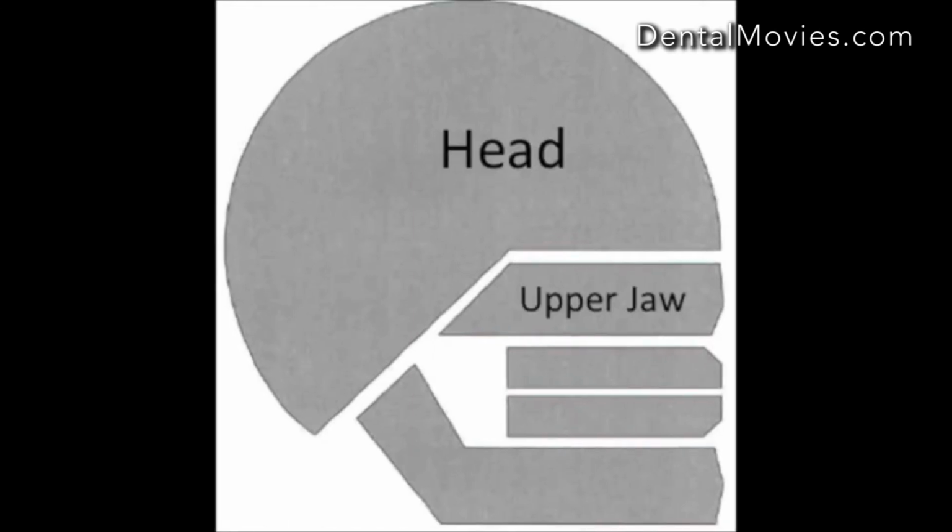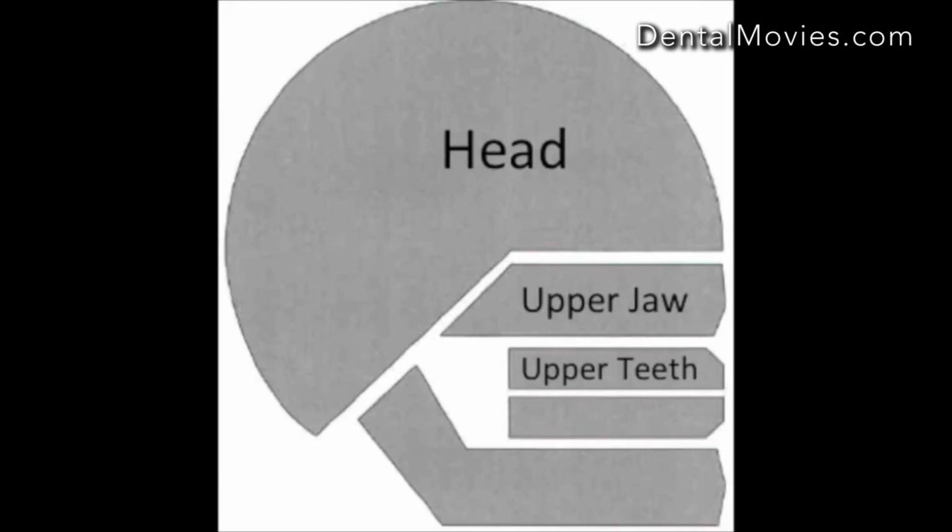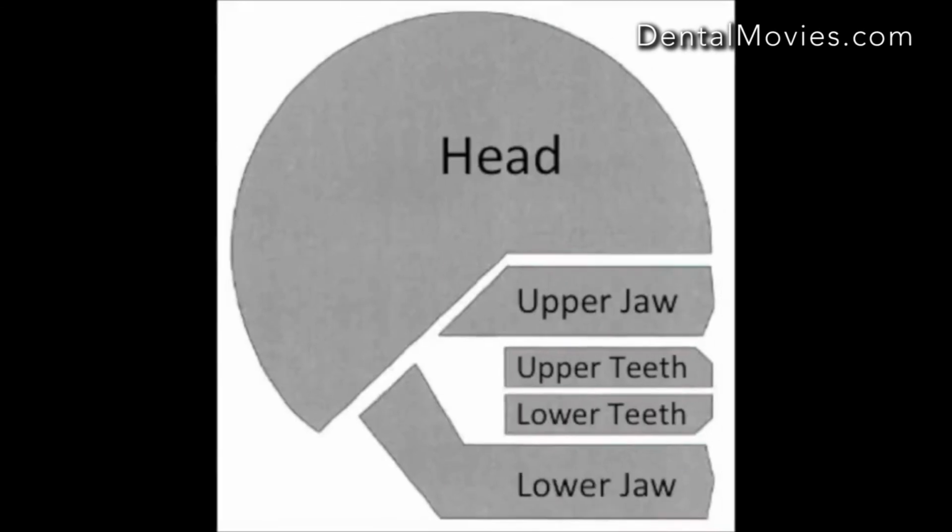First, I'm going to use a simple diagram to illustrate the variety of discrepancies that can exist within the jaws. In order from top to bottom, we have the head, upper jaw, upper teeth, lower teeth, and finally the lower jaw. A disharmony can exist in one or more of these structures in varying degrees of severity.